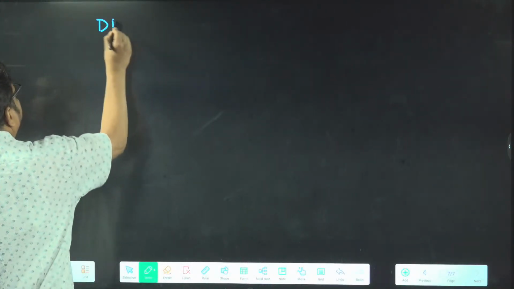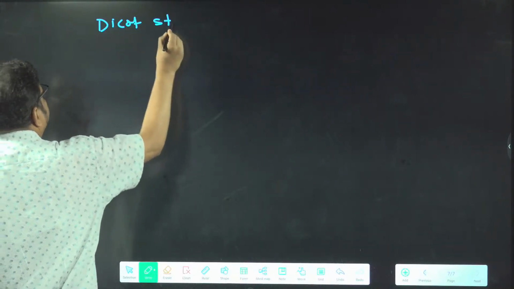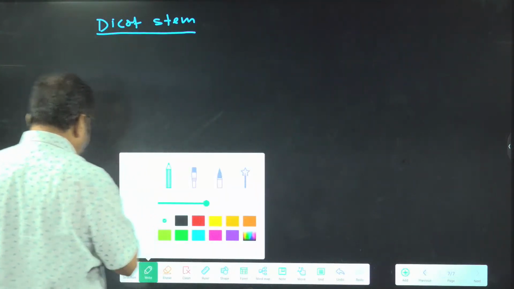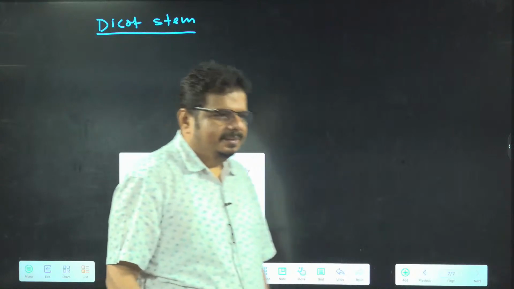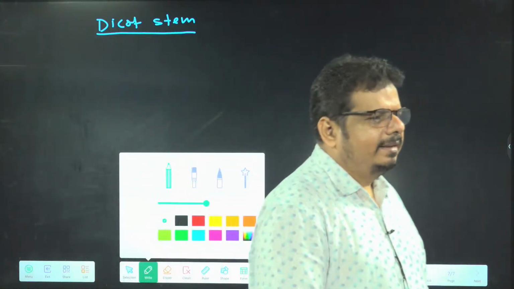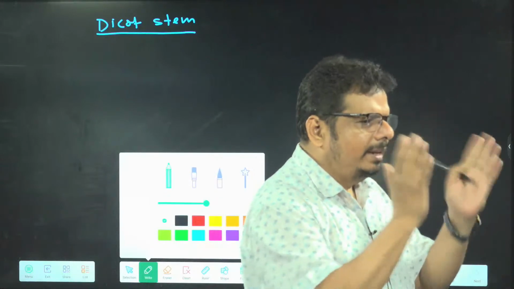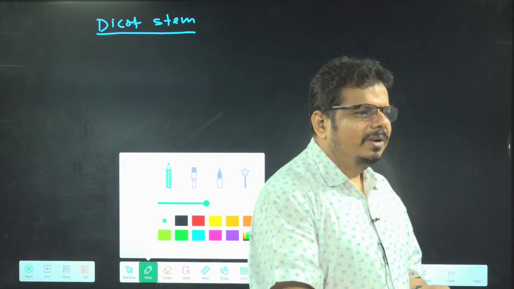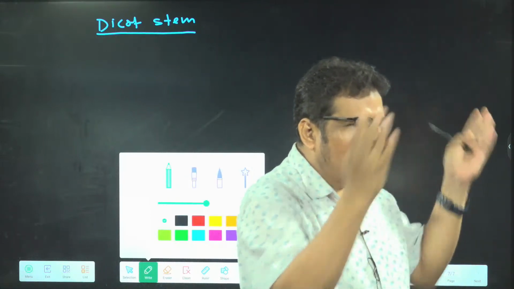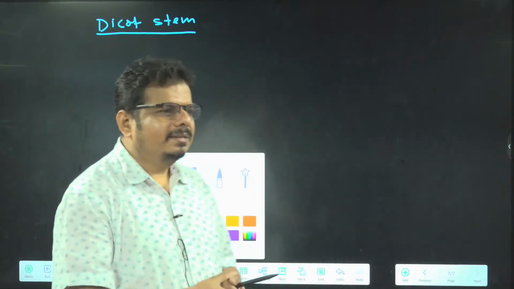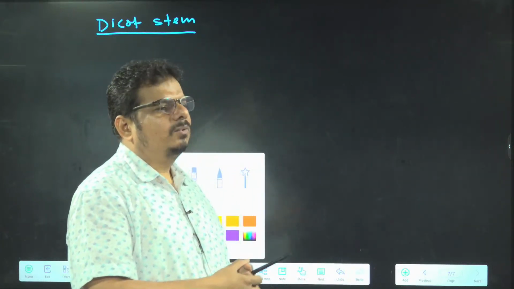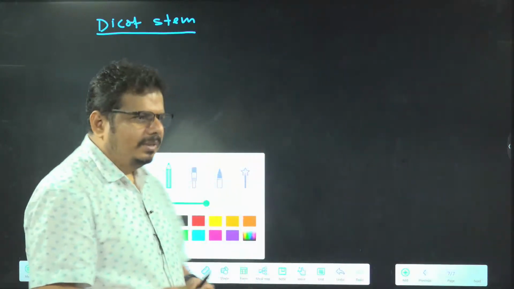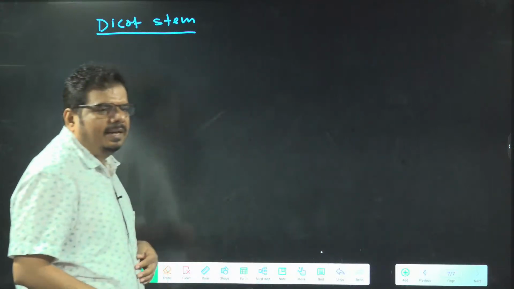Dicot stem. So what is interesting here? Dicot stem is the only part of the plant where you will find almost all tissues. So the best part of the plant to study every different tissue is what? Dicot stem. Clear? Such kind of questions people can also frame. Have a look here now.